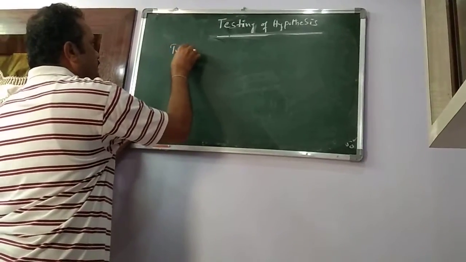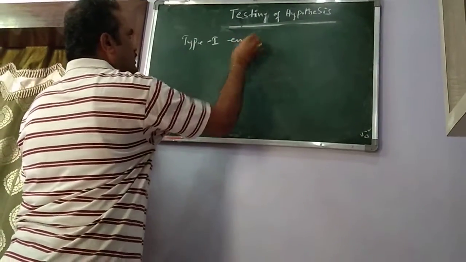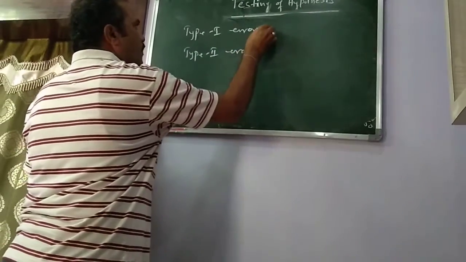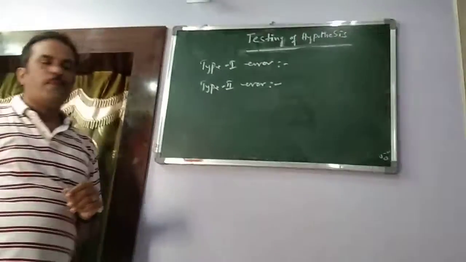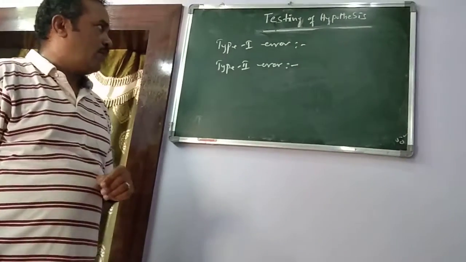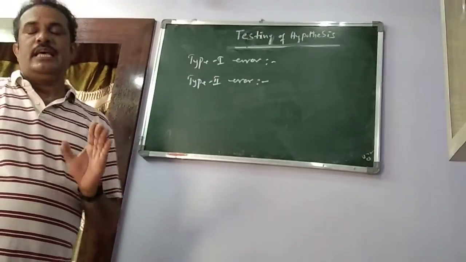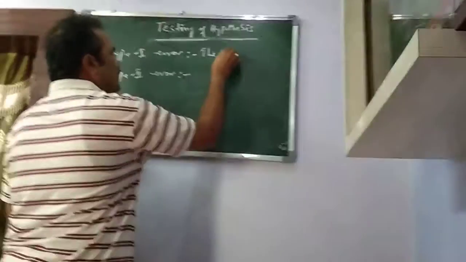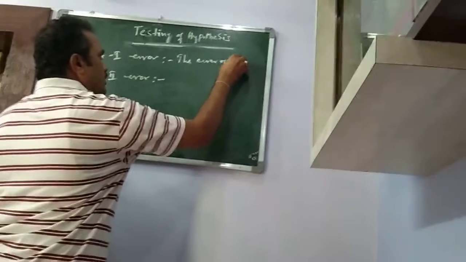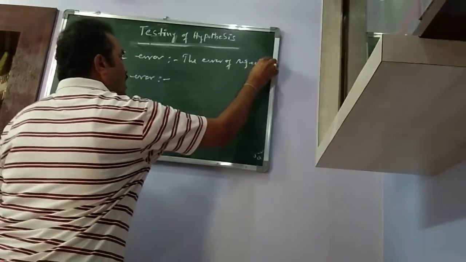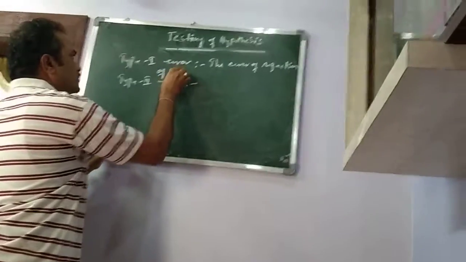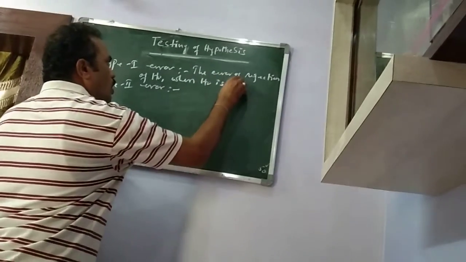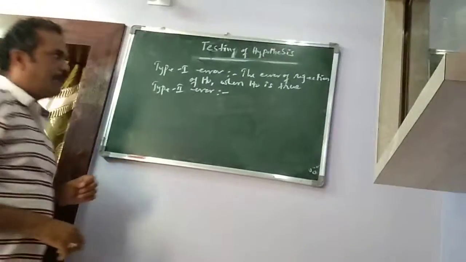Type 1 error, type 2 error. So what is the type 1 error? I will tell clearly. The error of rejection of H naught when H naught is true. That is called type 1 error.